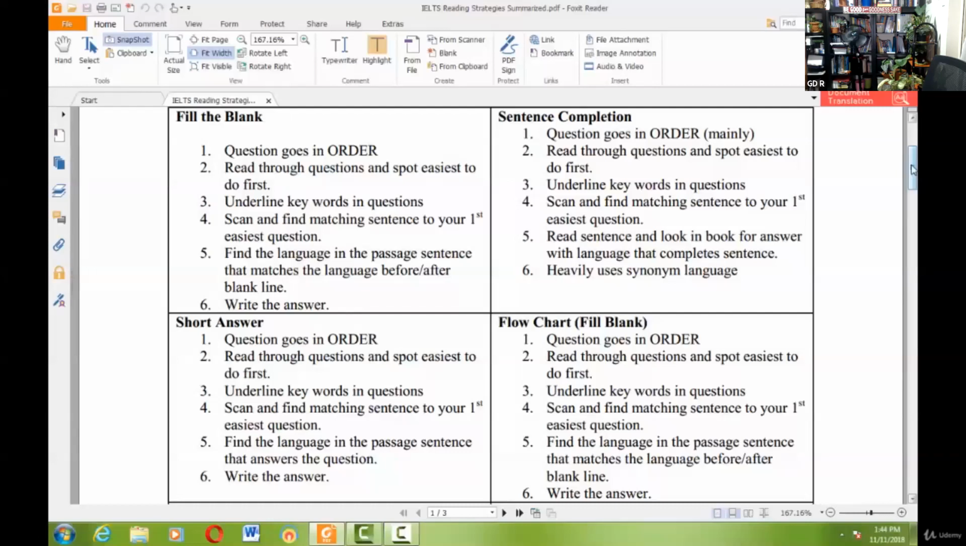You have your short answer questions. Your short answer questions just ask you to provide a 1 to 3 word answer to specific questions. You always want to make sure you pay attention to how many words are allowed in the instructions, because if it says your answer can be no more than 2 words and you put 3 words, they are marking that wrong. The short answer question goes in order. You have your flowchart questions, where they have one question, then an arrow pointing down, and then the next question, with an arrow pointing down. Those are the flowchart questions, and they go in order.